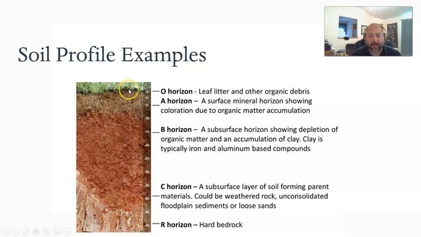You can see right here at the top, you've got your O layer, a really dark color there. We get to our A layer where we also have a darker color, but not anywhere near as dark as that O layer at the top. We then get down to our B layer, our subsoil, and you can see the depletion of organic matter because we don't have that dark brown color that we see up above, but we also see an accumulation of clay, and clay is typically iron and aluminum-based compounds, and we can see that is more than likely true because of the bright reddish-orange color that we see in our B layer.